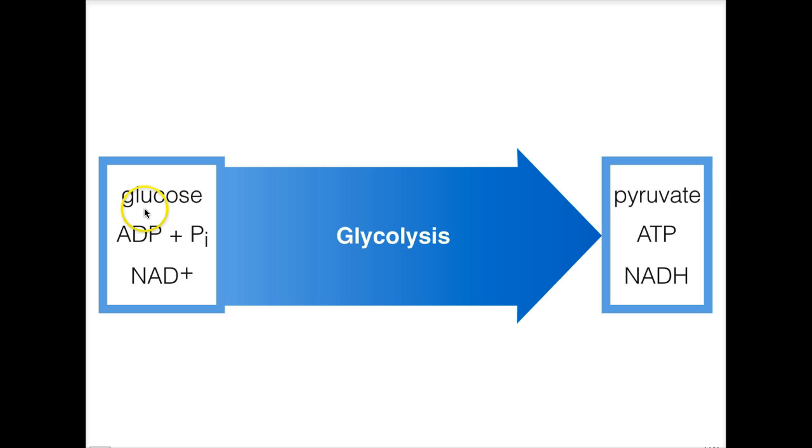Glycolysis takes the 6-carbon compound glucose, ADP and inorganic phosphate, along with the electron carrier NAD+, and occurs in the cytoplasm. As an end result, we produce pyruvate, ATP, and NADH. The pyruvate will enter the mitochondria and go into the Krebs cycle. The ATP can be used for direct energy, and the NADH is your electron carrier that will be used in oxidative phosphorylation or the electron transport chain.